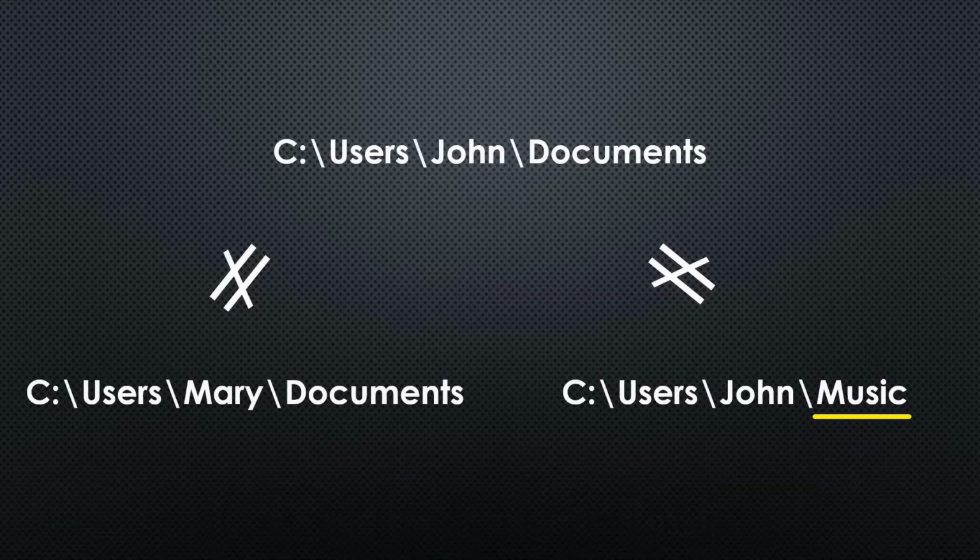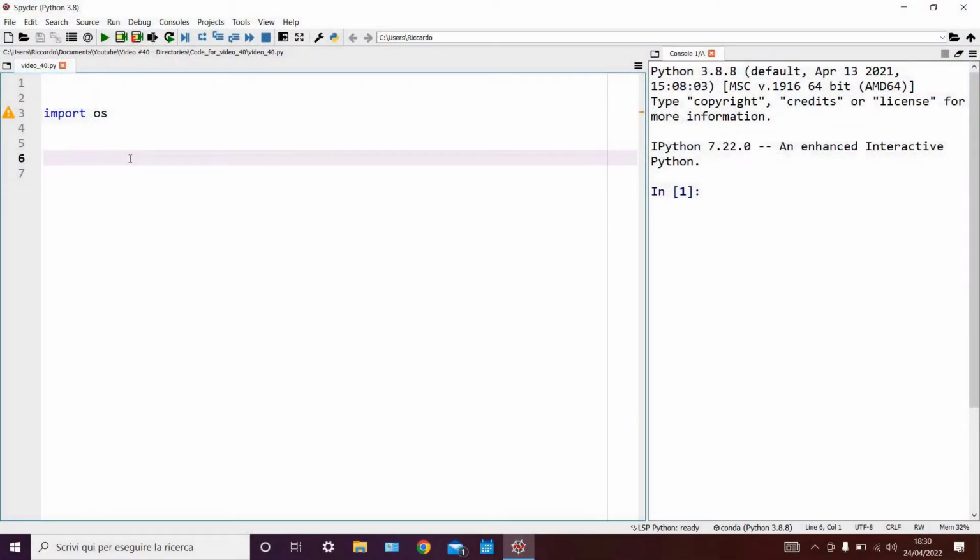Now that we've seen what a directory is and how to determine its location, let's look at how to manage directories in Python. First, as with last week's episode, we will use the OS module to accomplish our task. So make sure to check that you have it installed on your computer.